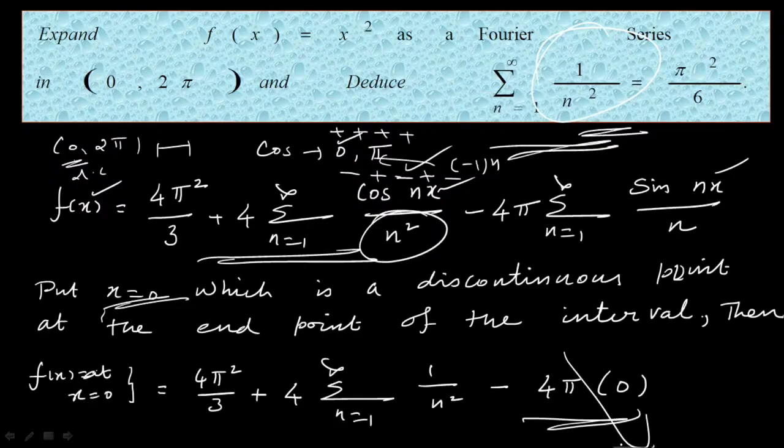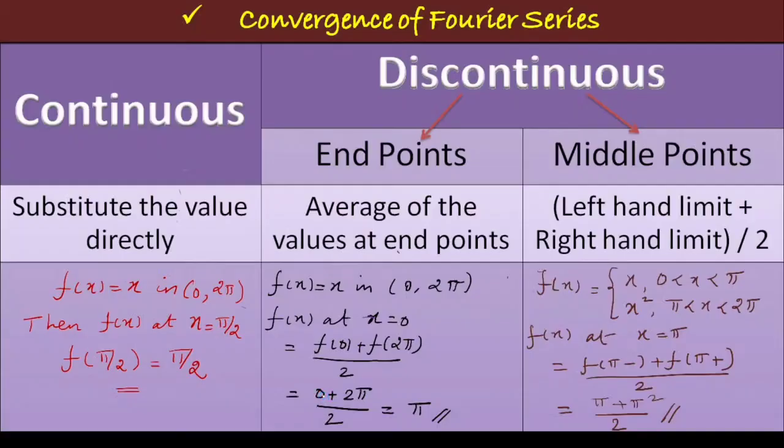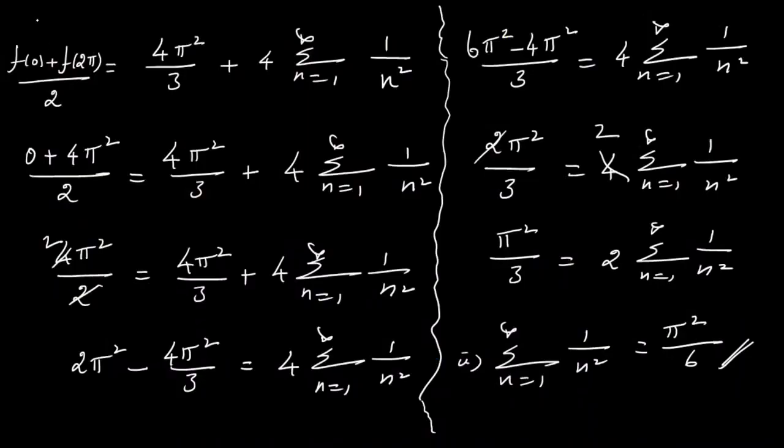If you substitute x equal to 0, let me show you the convergence of Fourier series table once again for your reference. If the discontinuity arises at the endpoint, we have to take the average of the values at the endpoints. The interval is from 0 to 2 pi, so you have to calculate the values of the function at f of 0 and f of 2 pi, add them, and divide by 2.